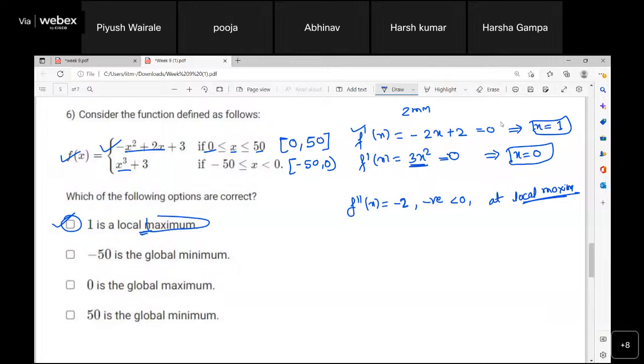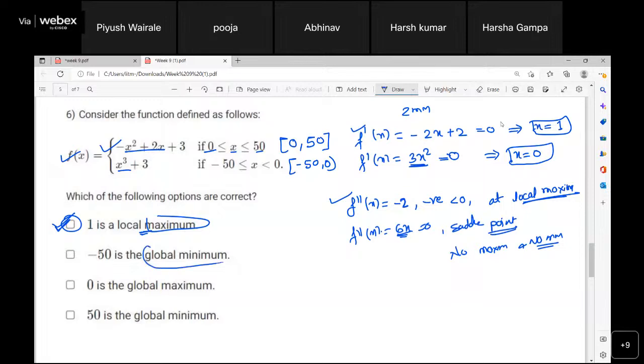I just try to put x equals to 0 here. If I differentiate 2 times, I will get 6x, right? So if I put x equals to 0 in this function, I will get 0. So that is a saddle point, right? So this is the saddle point. There is no maxima and no minima, right? So yeah, first option is correct, right? So 1 is a local maxima because there is no minima value for this particular f of x.